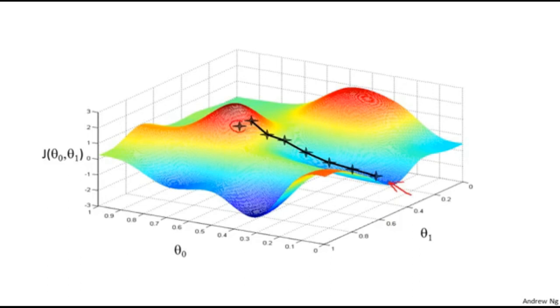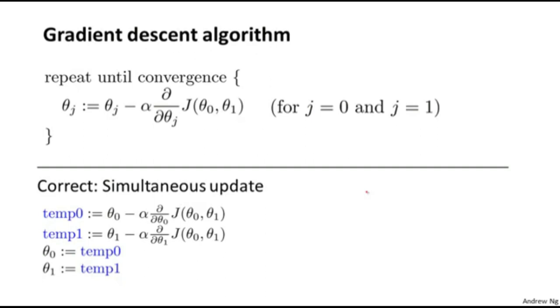So if you had started at this first point, you would have wound up at this local optimum. But if you started just a little bit in a slightly different location, you would have wound up at a very different local optimum. This is a property of gradient descent that we'll say a little bit more about later. So that's the intuition in pictures. Let's look at the math.